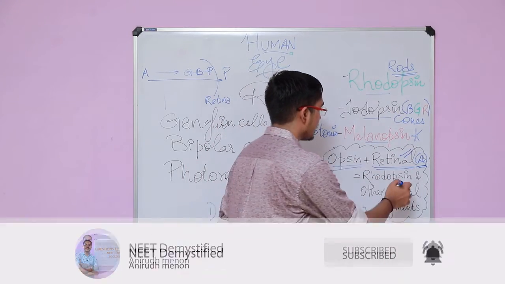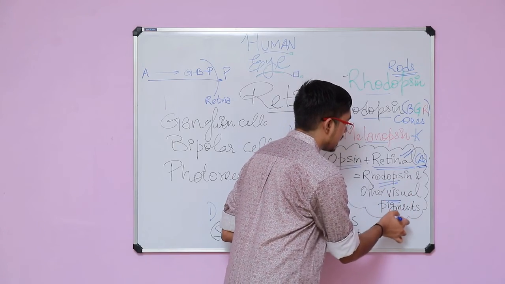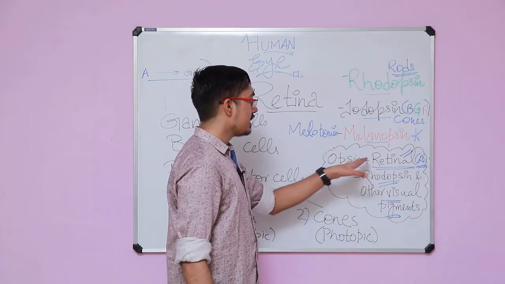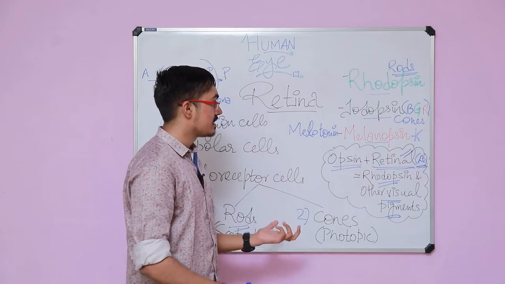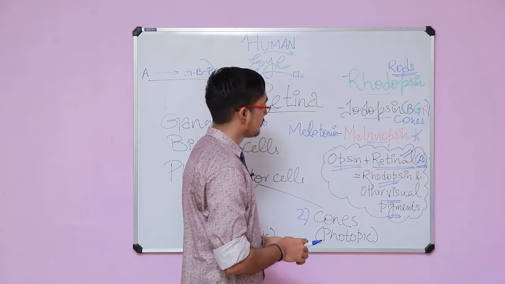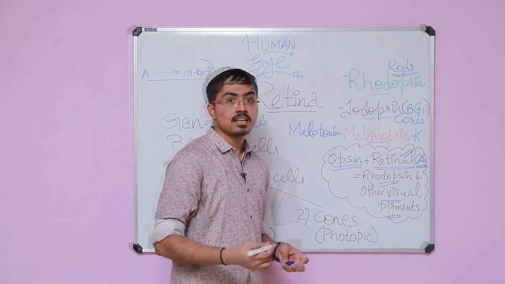Now that is how you get it as rhodopsin, and all other visual pigments are made up of this particular opsin and retinal, where retinal is a type of vitamin A. It is a structure which is formed by vitamin A itself. So let's proceed to further details.